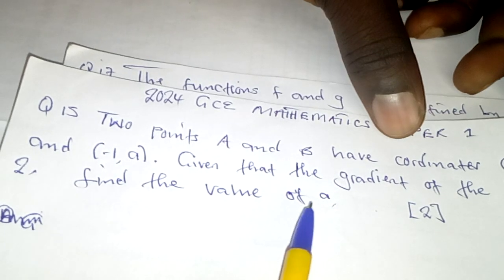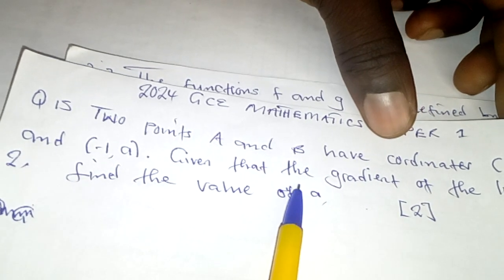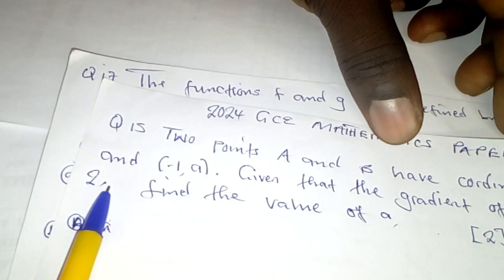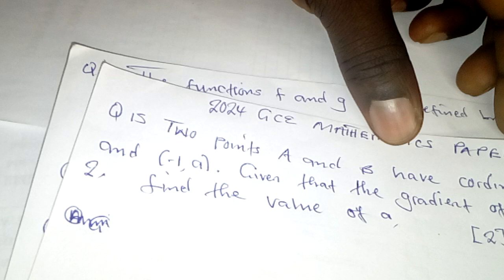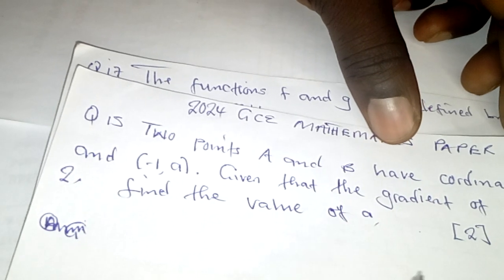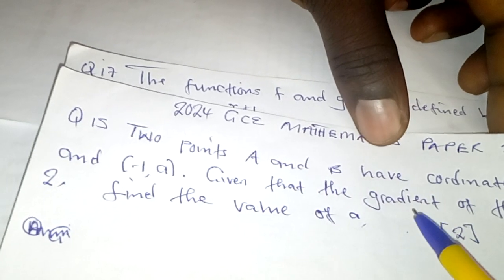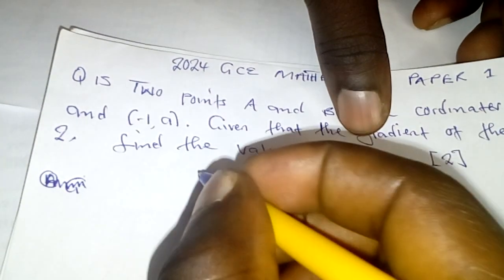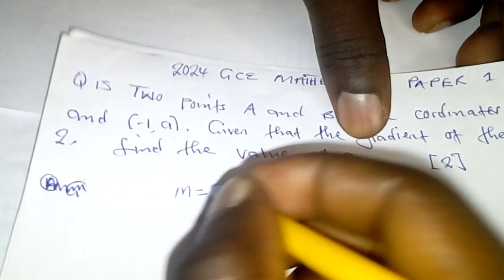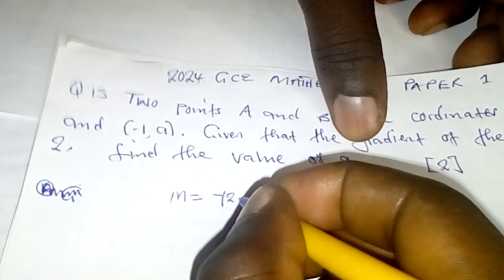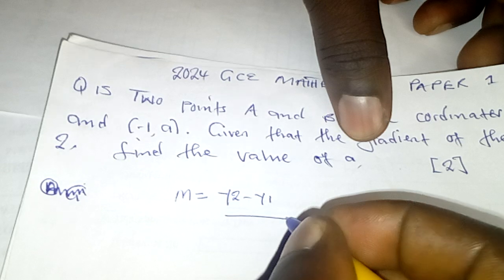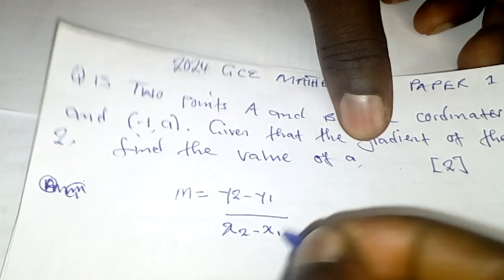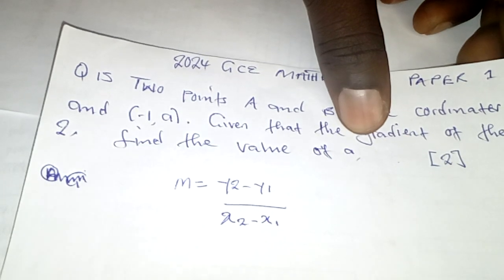Now, given that the gradient of the line AB is 2, this is the value of the gradient of this line AB. Now, we need to know the formula for finding the gradient. The gradient is given by y2 minus y1 divided by x2 minus x1. This is the formula for finding the gradient.